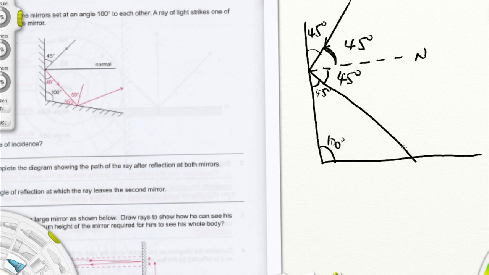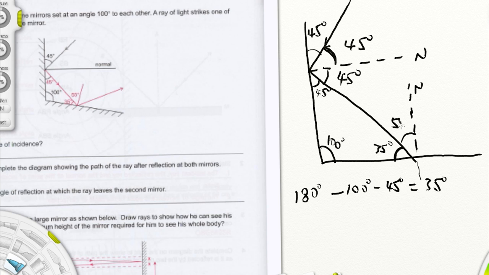Okay, so over here we know that the angle is 100 degree. So what is the angle over here at this side? It's rather easy because this is a triangle and we can make use of the properties of a triangle. In a triangle, the total angle is 180 degree. So 180 minus 100 minus 45 will give you 35 degree. So over here is 35 degree. And how do we find the angle of incidence? So we draw in the normal again, and 90 minus 35 will give you 55 degree. And we know that angle of reflection will be equal to the angle of incidence. So this will also be 55 degree.